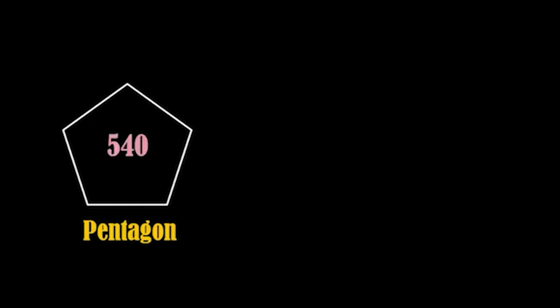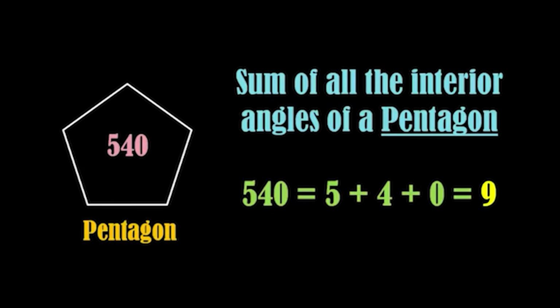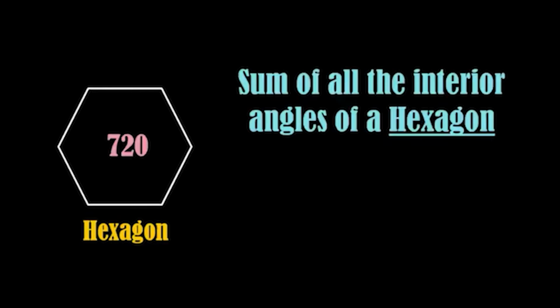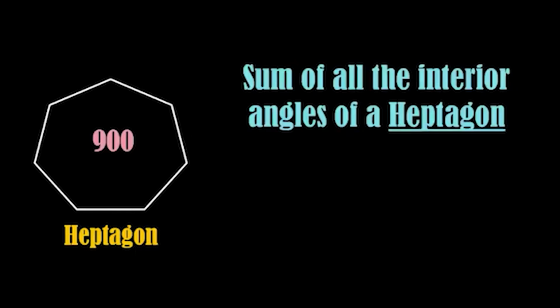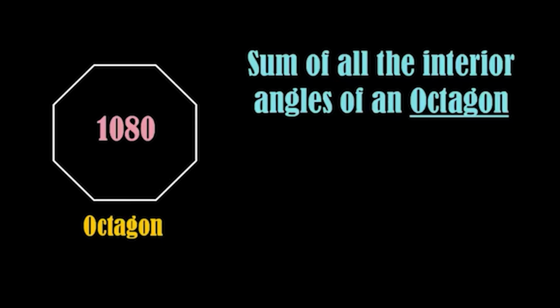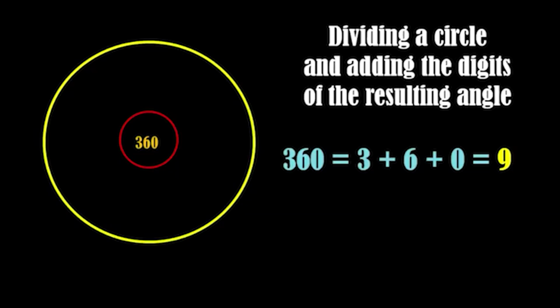Now we have a pentagon. Sum of all the interior angles of a pentagon is 540 degrees, which also adds up to 9. We get the same digital root 9 on repeating the same process for hexagon, heptagon, and octagon. If we keep on increasing the number of sides of the polygon, we will get the same number 9 every time. Did you notice an amazing thing here?